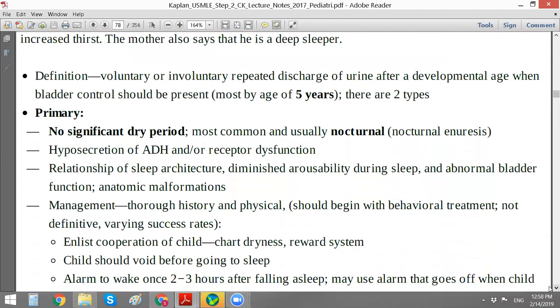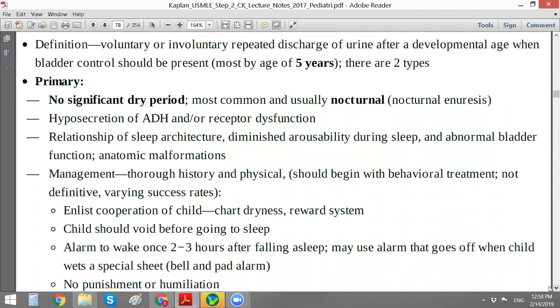Definition is voluntary or involuntary repeated discharge of urine after a developmental age when bladder control should be present, most by age 5 years. There are two types primarily. There is no significant dry period, and it's usually nocturnal. Hyposecretion of ADH and/or receptor dysfunction can be the cause.